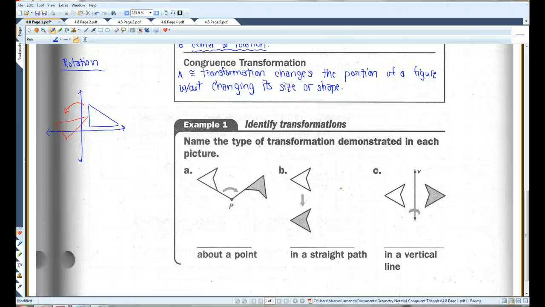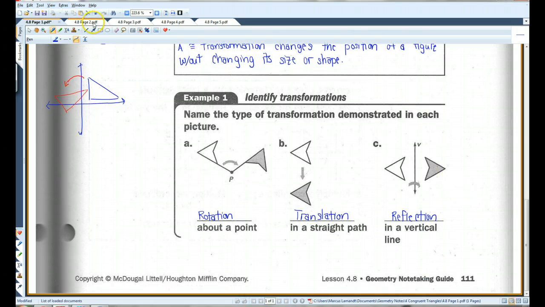Okay, example 1. Name the type of transformation demonstrated in each picture. This one, you can kind of tell, is a rotation about a point. This one is a translation in a straight path. And this one is a reflection in a vertical line. Alright, let's go on to page 2.